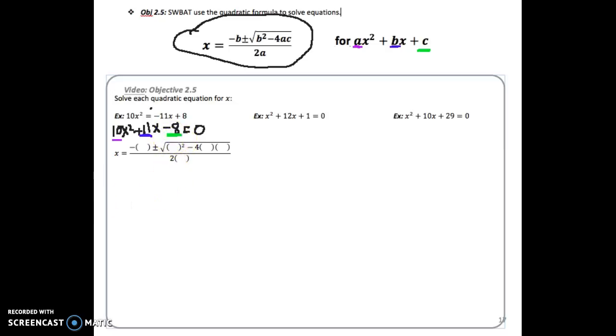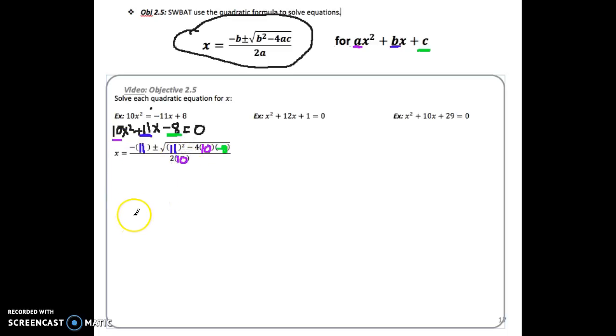So from here, I can go ahead and plug into my formula. I see that we have negative b, and my b is 11, so I have negative 11 plus or minus the square root of b squared, so that is 11 squared, minus 4ac. My a is 10, so minus 4 times 10 times my c, which is negative 8, all over 2 times a, which again was 10.